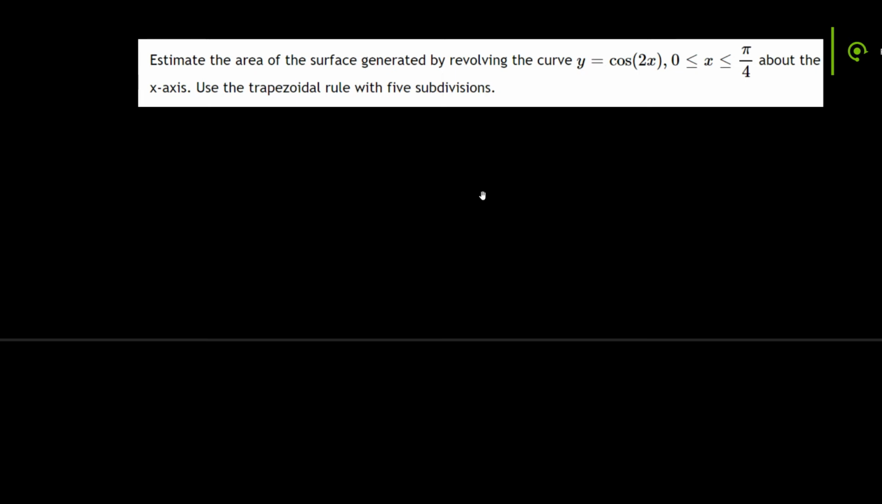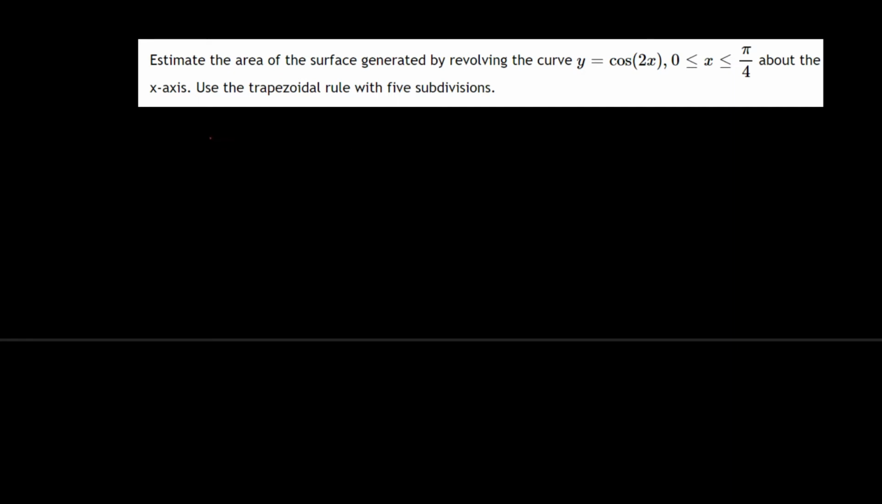All right, so we want to estimate the area of the surface generated by revolving the curve y equals cosine of 2x from 0 to pi fourths about the x-axis. And then they want us to do this using the trapezoidal rule with 5 subdivisions. All right, so there's kind of a lot to unpack here. This is a really dense statement. So I think it's good to write out the things that we know right from the beginning.